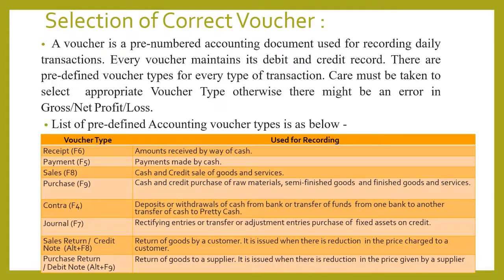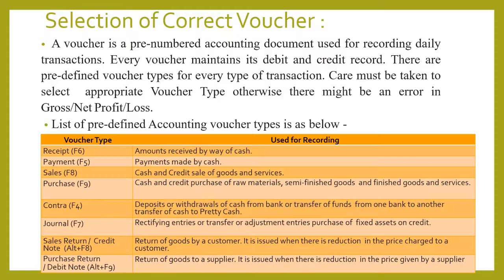Next, the third one is the sales voucher. The shortcut key for the sales voucher is F8. It is used for cash and credit sale of goods and services, where the word sold is used. Sold goods for cash is an example for the sales voucher. Next one is the purchase voucher, where the shortcut key is F9. Cash and credit purchase of raw materials, semi-finished goods, finished goods and services, where the word purchased is used. For example, purchased machinery from Wipro Limited. So where the word purchased is used, there we can select the voucher type as purchase.